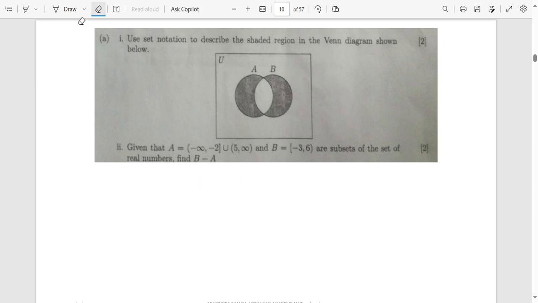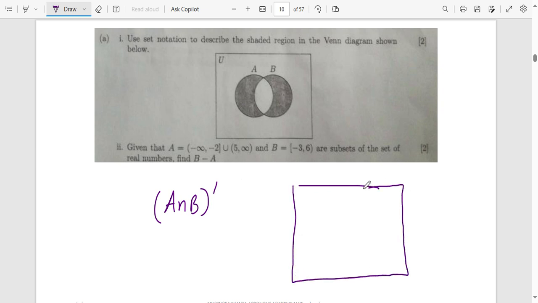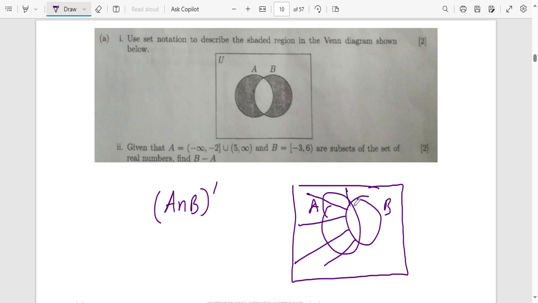We would have seen A intersection B. Should I put in brackets or not? Okay, let me draw for you what you've given me. A intersection B complement means everything outside where these two sets are intersecting. That's A intersection B complement. This is what you've given me. Is it the same as what has been given?